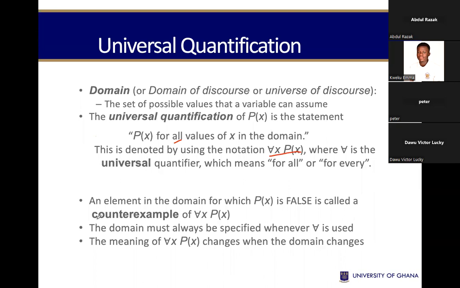Meaning that in universal quantification, because you want to be able to ascertain that the whole for all X, P of X is true, your main focus is to look for that particular counterexample, for that particular bad nut, which is going to make P of X false. Once you find that, you draw a conclusion that the whole P of X is false.